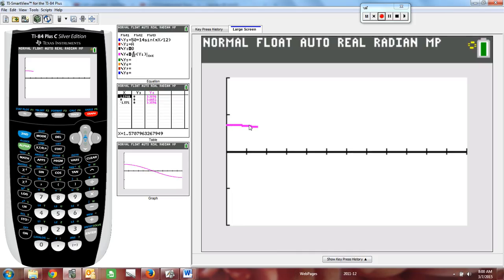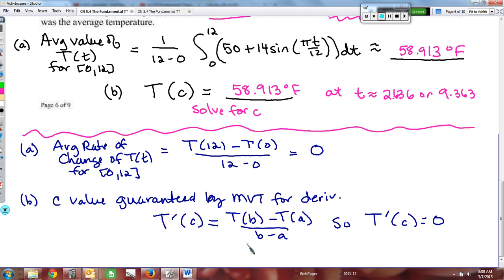Coming in, here's my rate function, and at some point, it's taking a little time to graph, it'll cross here, and I could do second calc, but as you can see, where does it cross? Because it was nice and symmetric, it's crossing right here at 6. So the value guaranteed by the mean value theorem for derivatives, about the average rate of change, would be at t equal to 6 hours.